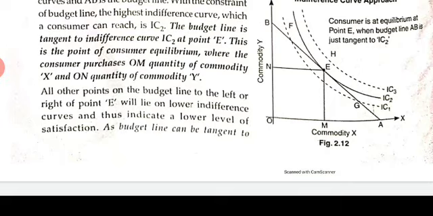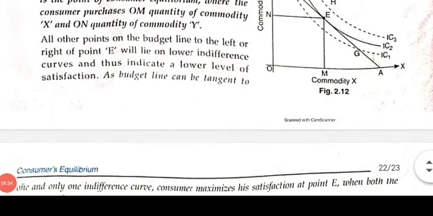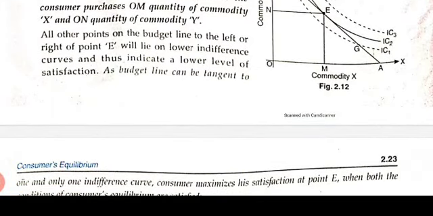Okay, so this is the point of consumer equilibrium where the consumer is purchasing OM quantity of commodity X and ON quantity of commodity Y. Any point on the budget line to the left or to the right of E will lie on a lower indifference curve, because the maximum satisfaction the consumer can get is with IC2, given the constraint of the budget line. So the consumer will be in equilibrium at point E, where IC2 is tangent with the budget line AB.